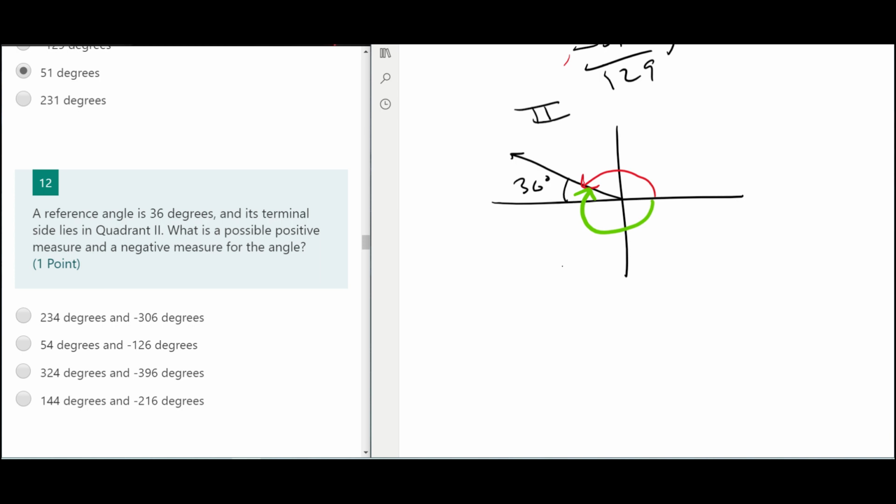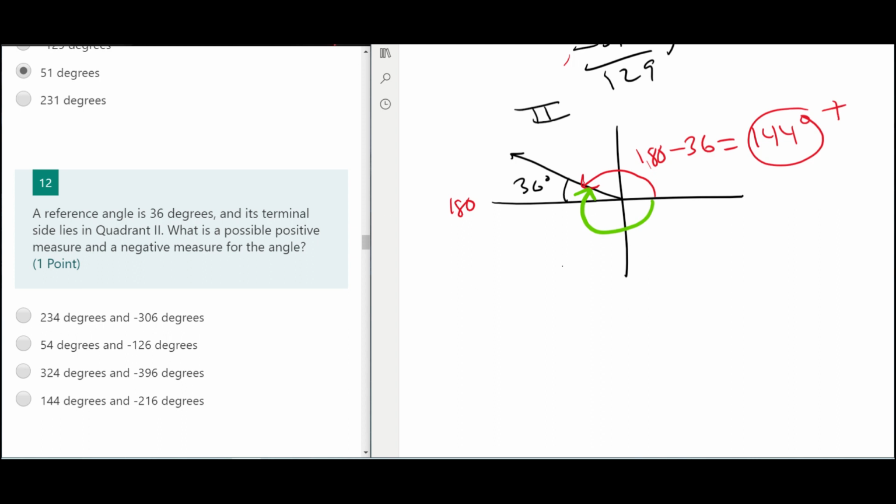So let's do the red first. The red, we know that this right here is 180. So 180 minus 36 is going to give me this guy. 180 minus 36, which is going to be 144. So 144 degrees is my positive angle.